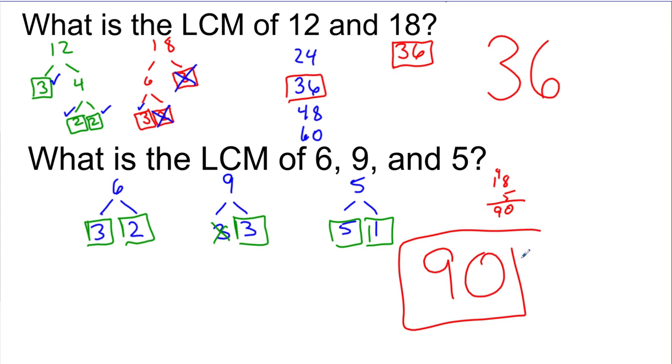Okay, and the way we did that was a lot simpler than having to generate the multiples of 6 all the way down to 180 and generate the list of 9 all the way down to 180, to 90, and 5 all the way down to 90. So that was a little bit quicker and a little bit more straightforward.